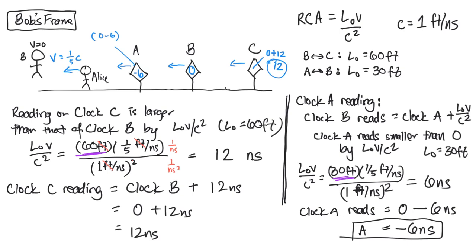One thing we can do, though, is do a little cross-check, right? We calculated the reading on C and we calculated the reading on A using offsets relative to the clock B. But let's also check that if we looked directly from A to C, we would expect that they read numbers different by 18 nanoseconds, right? 6 less than 0, 12 above 0 is a difference of 18 nanoseconds. So let's do that calculation.